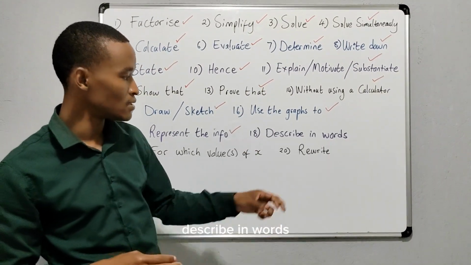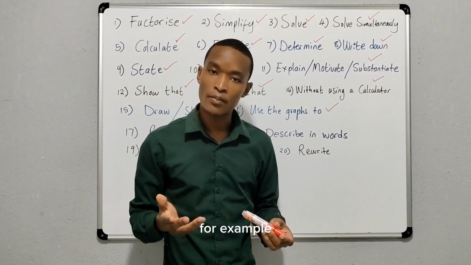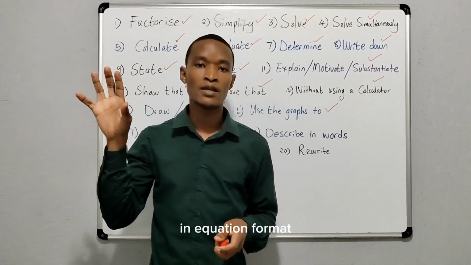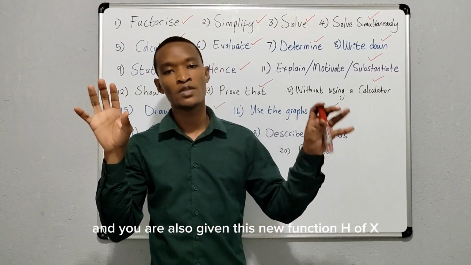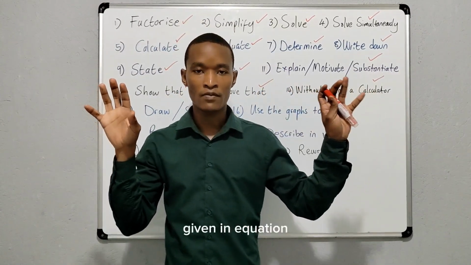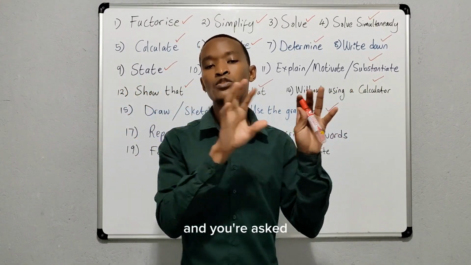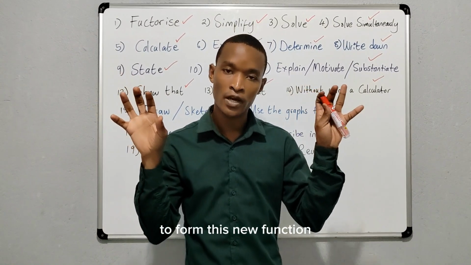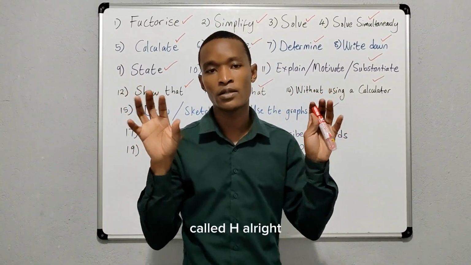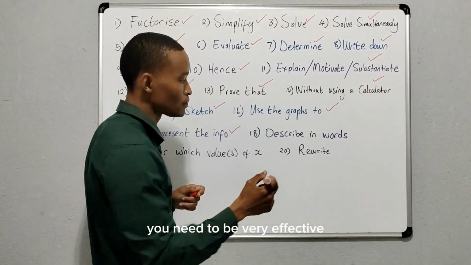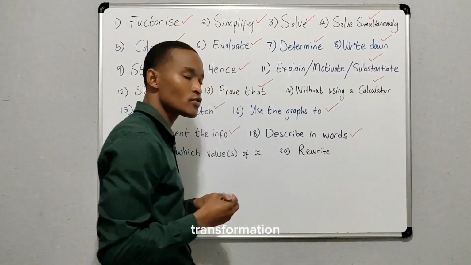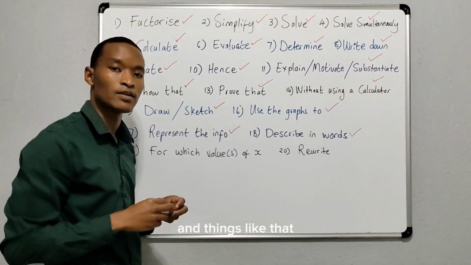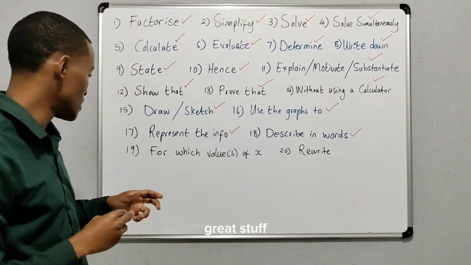Keyword number 18, describing words. For example, transformation of functions. f of x is given in equation format, and you are also given this new function h of x given in equation format as well, and you are asked to describe in words, how did we transform f to form this new function called h? All right, and obviously you need to be very effective when it comes to transformation of functions, reflection, translation, and things like that. Great stuff.